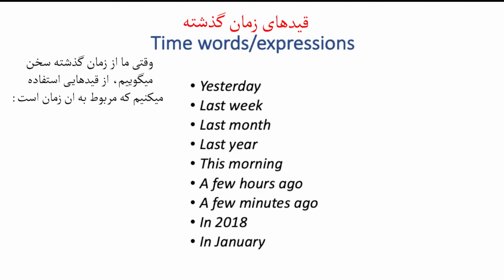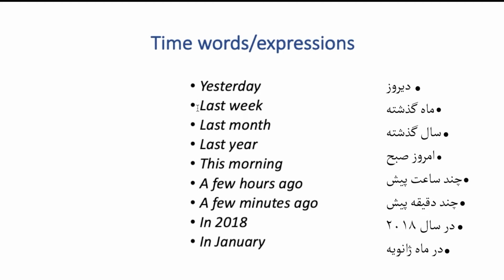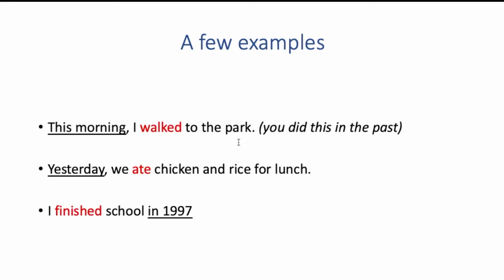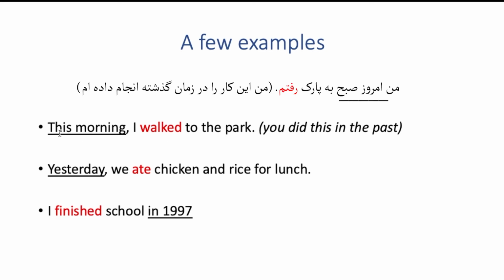When you talk about the past, you use words which talk about the past. So for example, yesterday, last week, last month, last year, this morning, a few hours ago, a few minutes ago, in 2018, in January. Okay, just some examples. So these words are talking about the past.